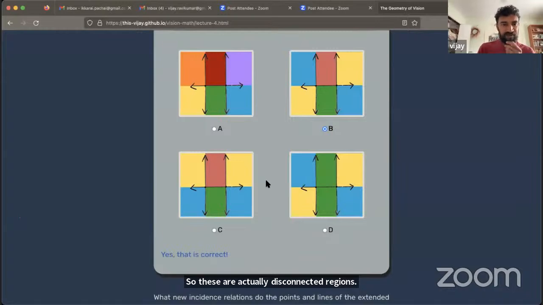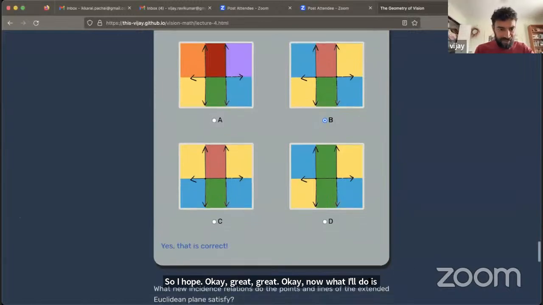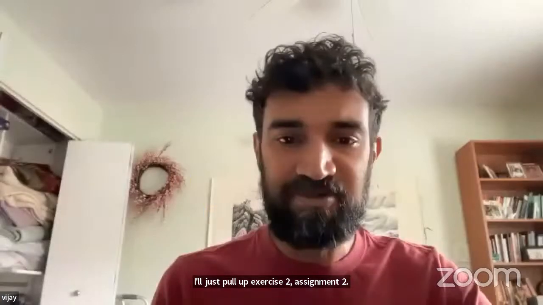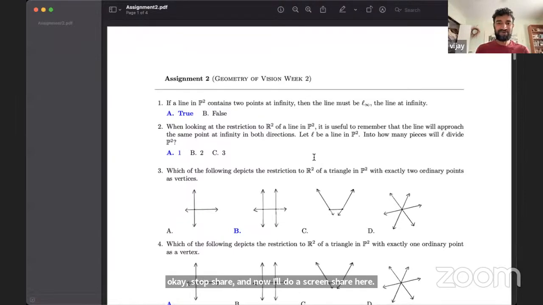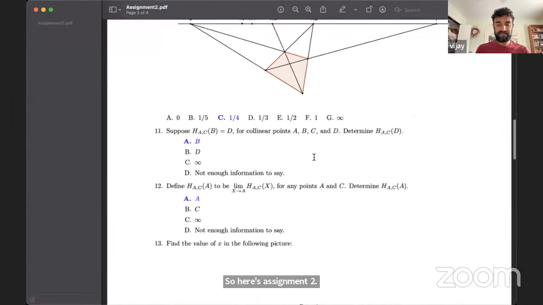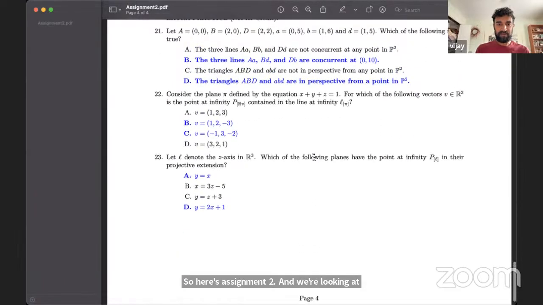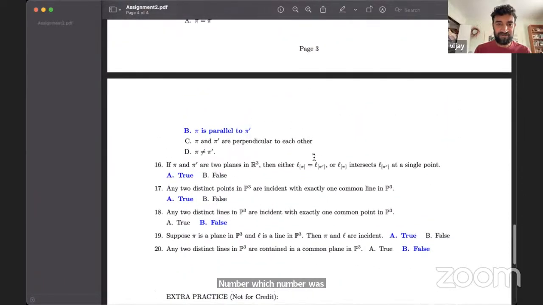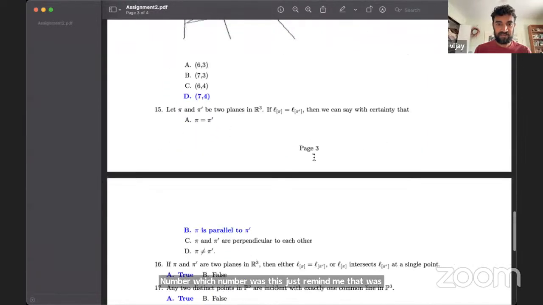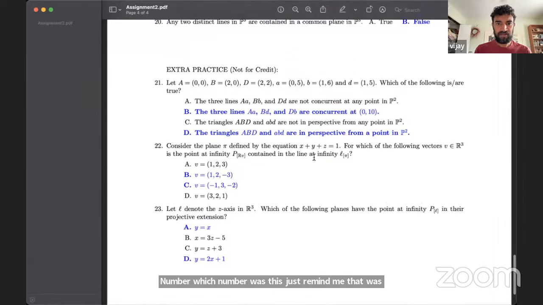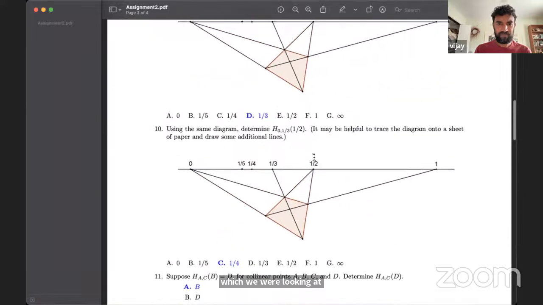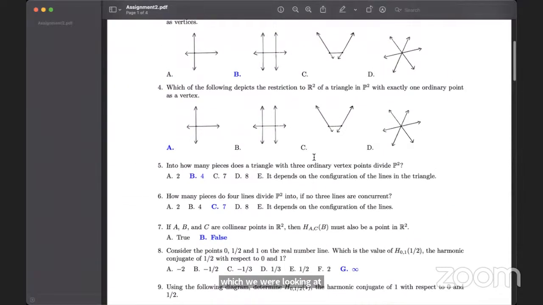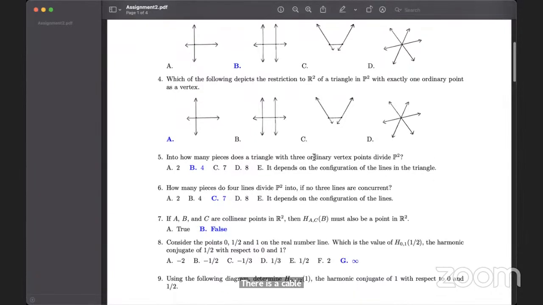So I hope, okay, great. Now I'll just pull up exercise 2, assignment 2. I don't know why this is not, sorry, I'm just trying, okay, stop share. And now I'll do a screen share here. So here's assignment 2. Which number was this? Just remind me which we were looking at. Okay. Number 6. Yes.